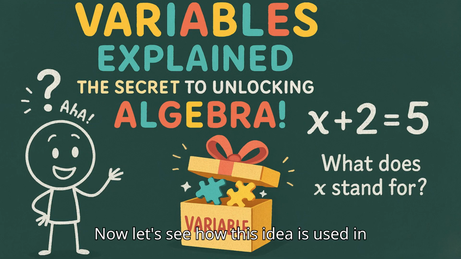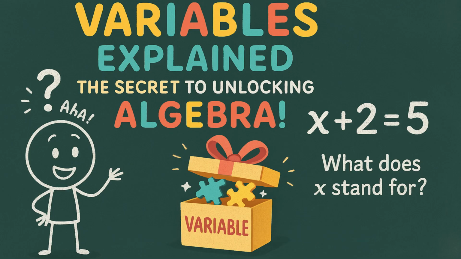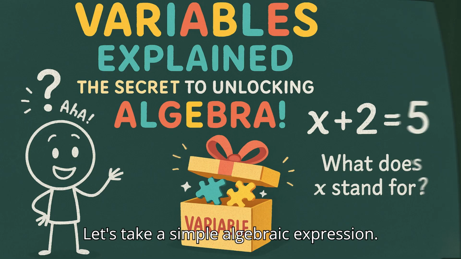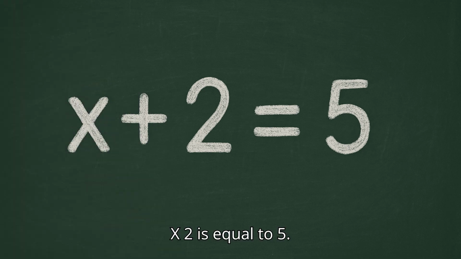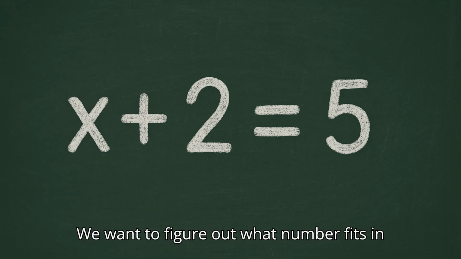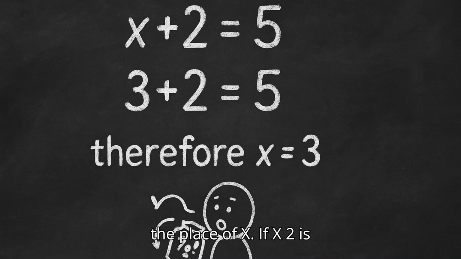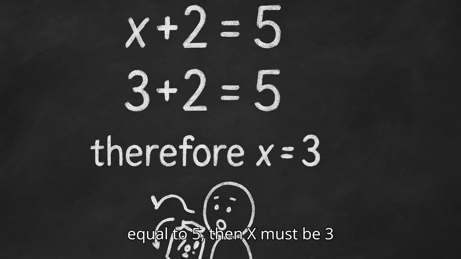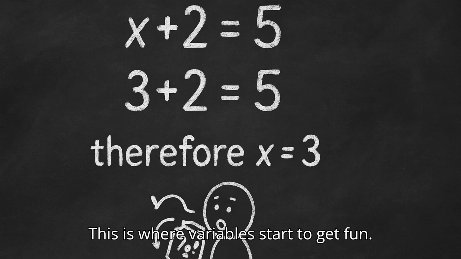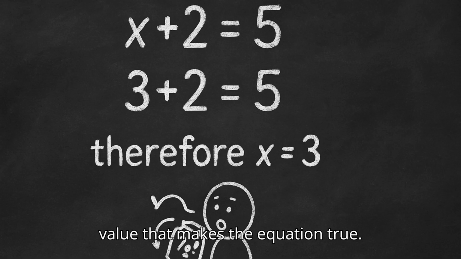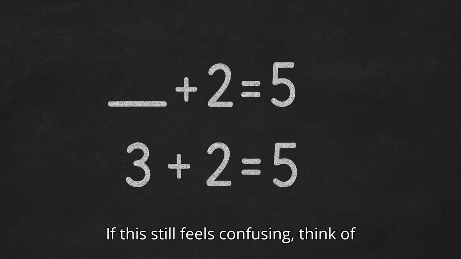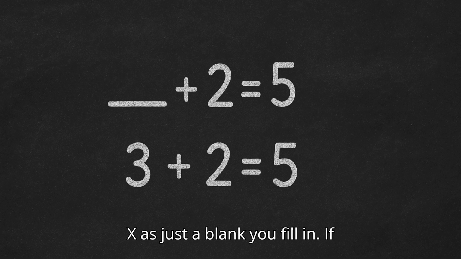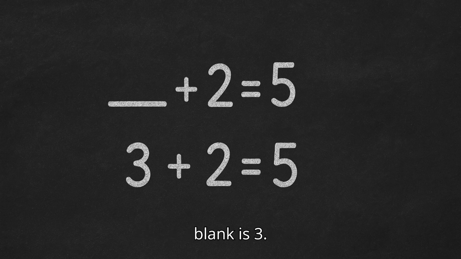Now let's see how this idea is used in basic algebra. Let's take a simple algebraic expression. X plus 2 is equal to 5. We want to figure out what number fits in the place of x. If x plus 2 is equal to 5, then x must be 3, because 3 plus 2 is 5. This is where variables start to get fun. We can solve for x and find the exact value that makes the equation true. If this still feels confusing, think of x as just a blank you fill in. If blank plus 2 equals 5, then that blank is 3.